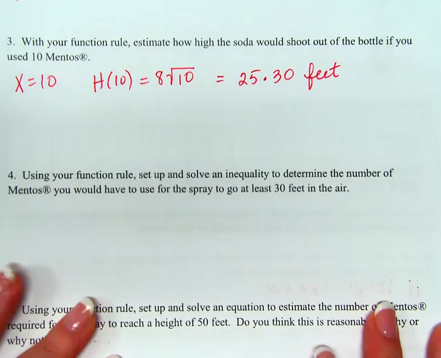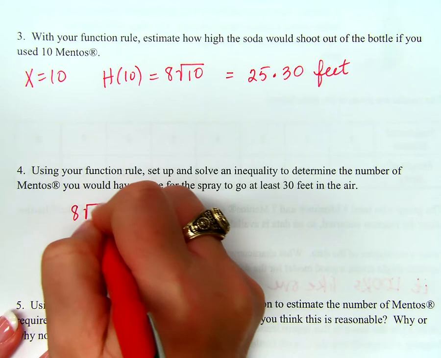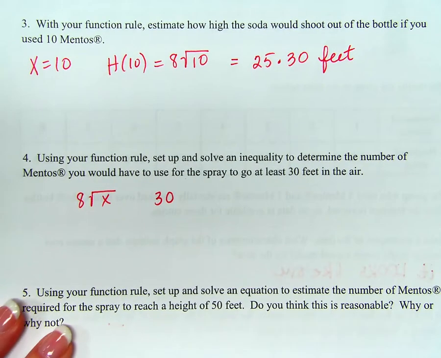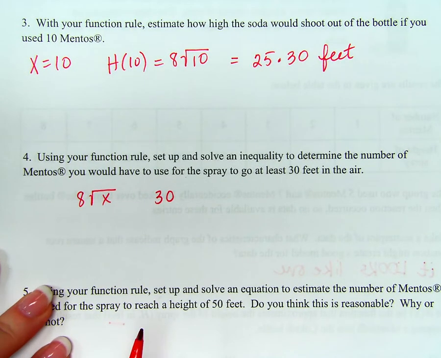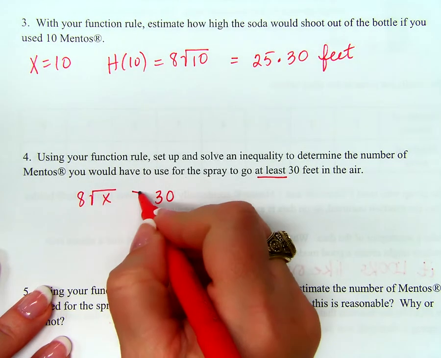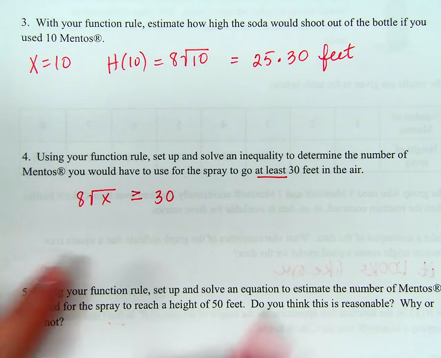Using your function rule, set up and solve an inequality to determine the number of Mentos you would have to use for the spray to go at least 30 feet in the air. What do you think I should start with? I should start with my function rule, shouldn't I? So 8 root x should have something to do with 30. If I know this needs to be an inequality, what does 8 root x have to do with 30? That's exactly right. Greater than or equal to 30. At least 30 means 30 is the lowest it can be. We want it to probably be higher than that, right? So that would be greater than or equal.